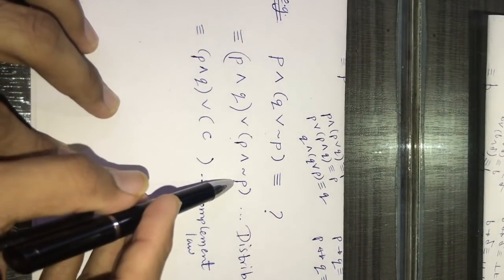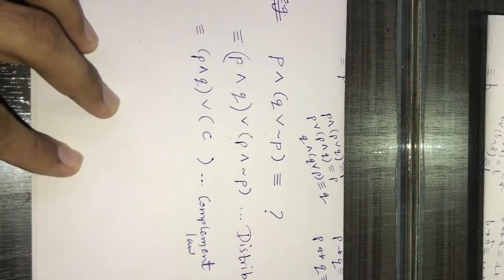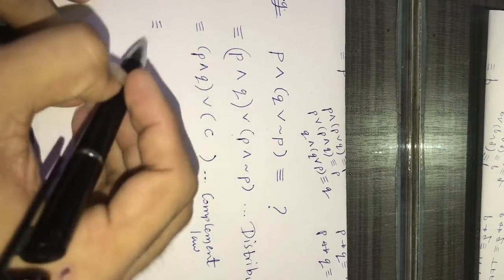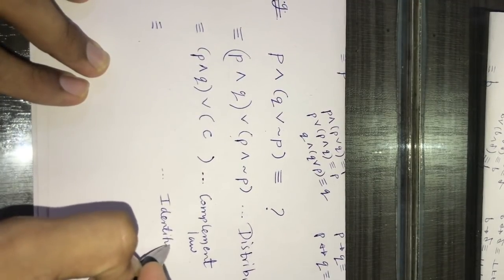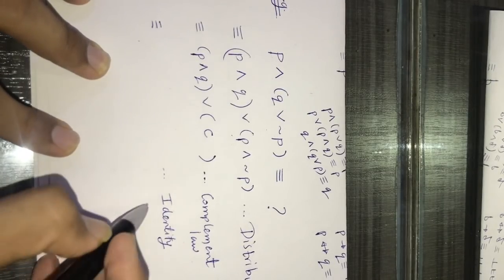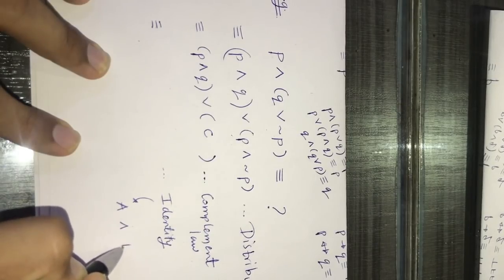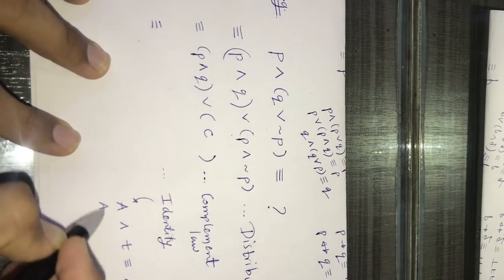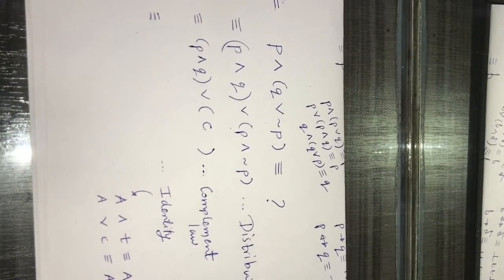True and false. False. If this is false, then you have false and true, still false, right? And always remember, after applying the complement law, you will have to use identity law, right? What was identity law? Identity law is if you have a statement A, so A and tautology is A. If you write a dual of it, it is A or contradiction becoming A. A and tautology is A. A or contradiction is A.